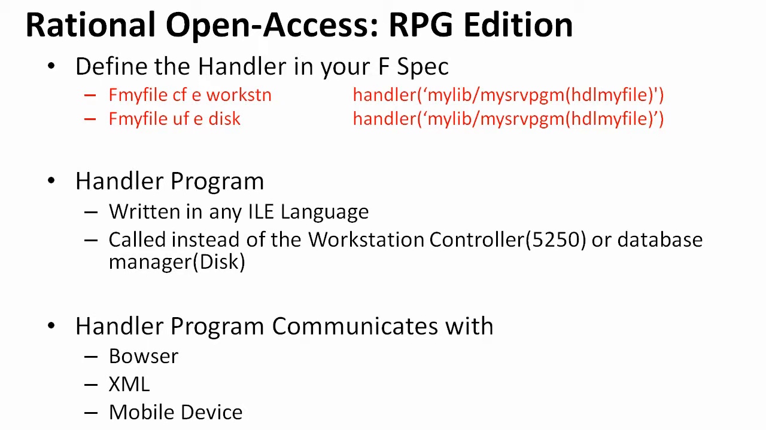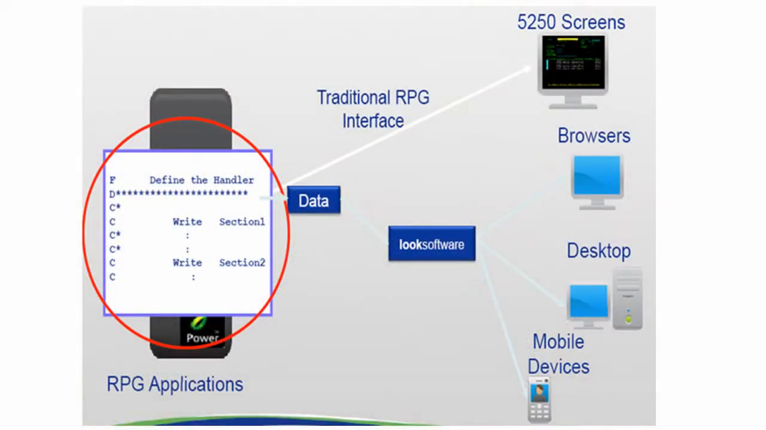So instead of our traditional workstation files, for example, in an RPG program calling the workstation controller, now if we put that keyword on our F-spec to say handler and a program, anytime we do a native operation to the workstation, execute format, read, write, whatever, instead of the RPG program calling the traditional workstation controller, it will call our handler program, passing us the I/O buffer that it normally passes to that workstation controller. We are free at that point to do with that data what we please. And that can be one of many things.